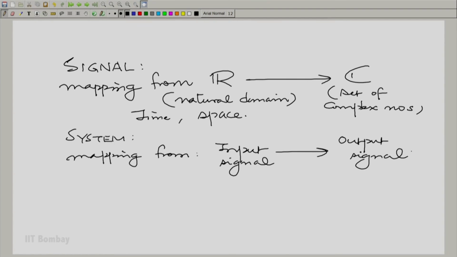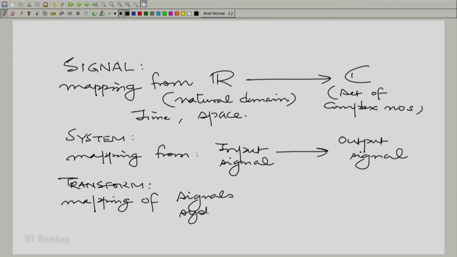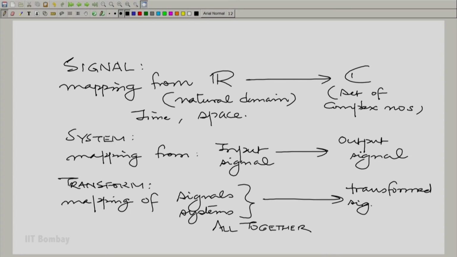and a transform is a mapping of the whole context all together, signals and systems, to what we might call transformed signals and systems. So, it is a mapping of the whole world view, so to speak, or the whole context, the signals and systems, all of them get mapped. That is why I am saying it is a change of paradigm, a change of world view, a change in the way we look at the situation.